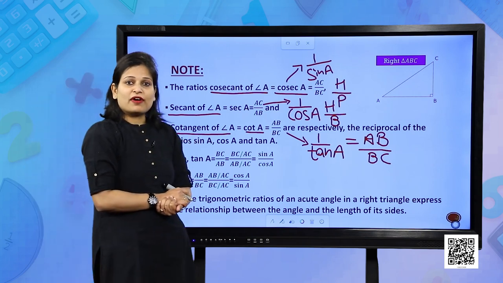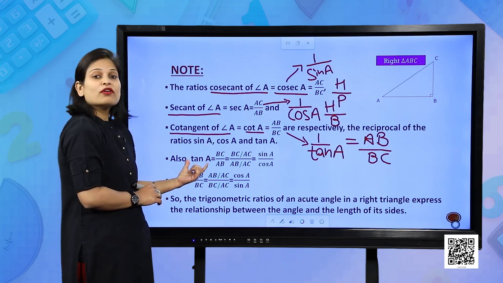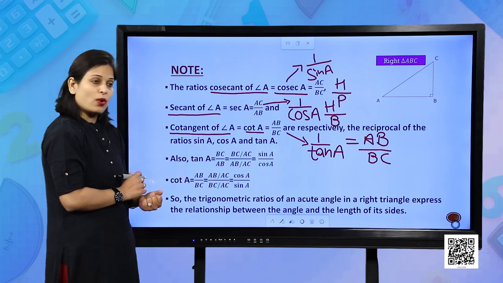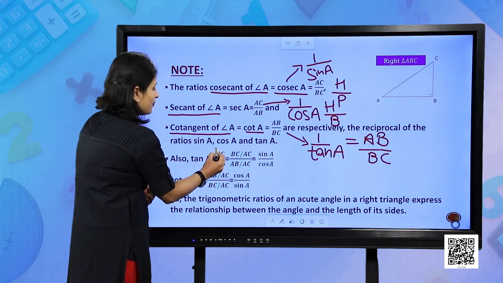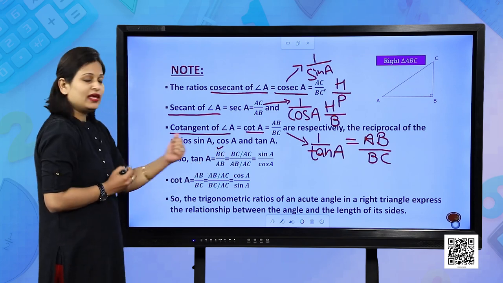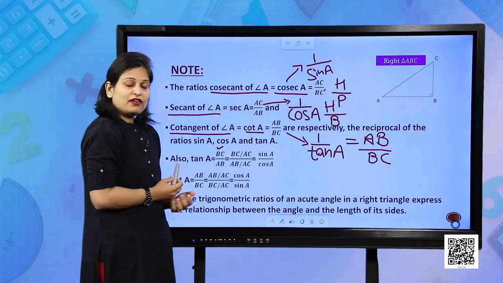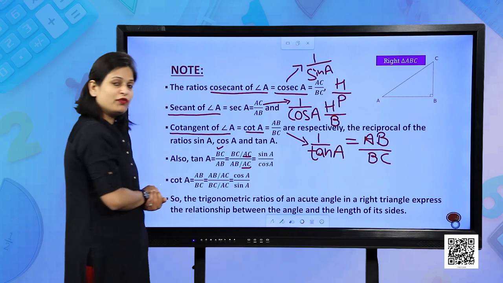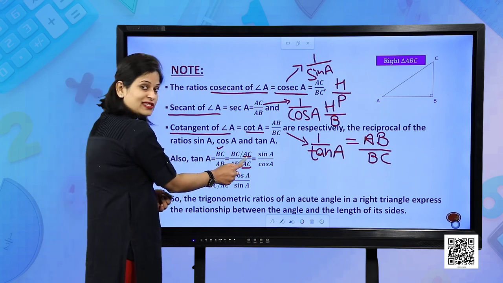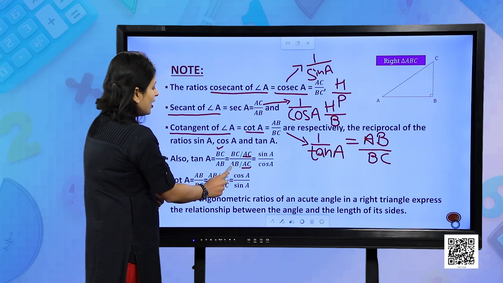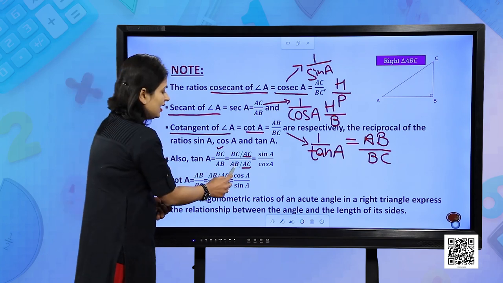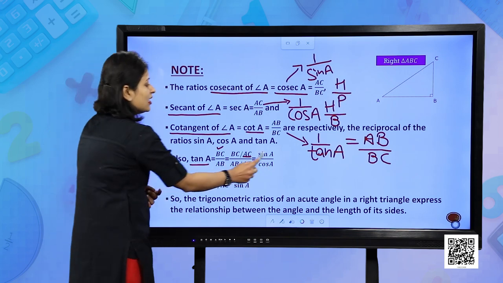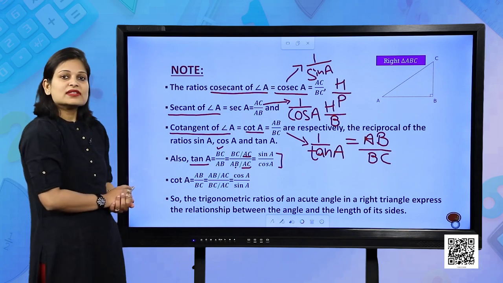Now, we can also define the value of tan as sin A upon cos A. How? See, tan A is BC upon AB. Now, if I divide the numerator and denominator by the side AC, what will you get? BC upon AC, which is sin A, and in the denominator, AB upon AC, which is cos A. So we can write tan A as sin A upon cos A.